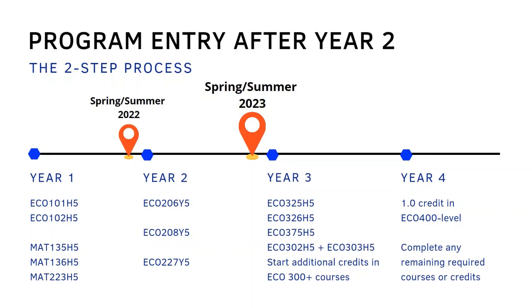Here's the layout of courses as they work for the 2-step entry process. In Year 1, you will take 4 credits with your required ECHO and math credits, and then in Year 2, you will take the second year required courses. Again, the specialist request for program entry will occur at the end of Year 2, which is spring or summer of 2023.